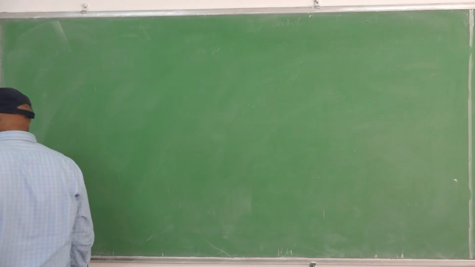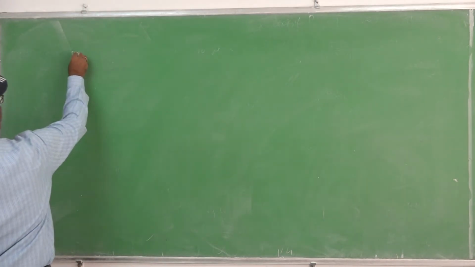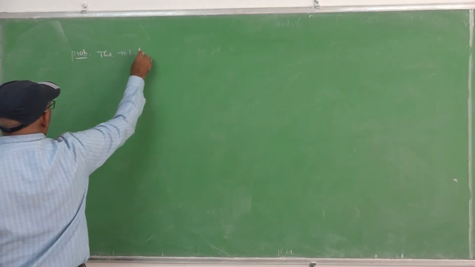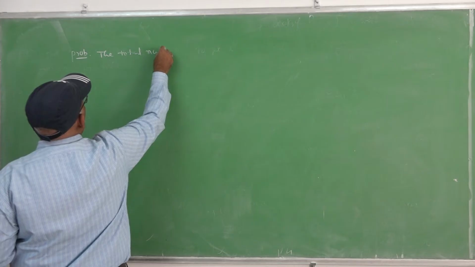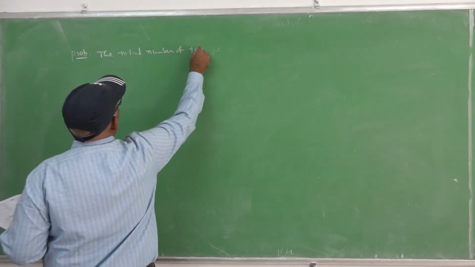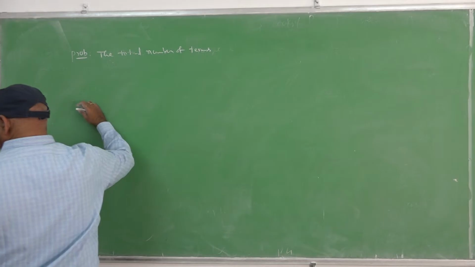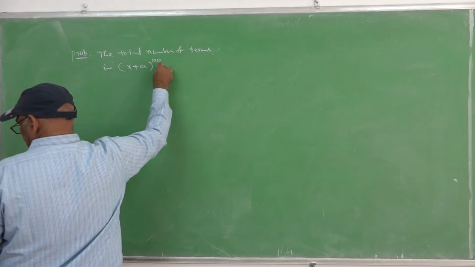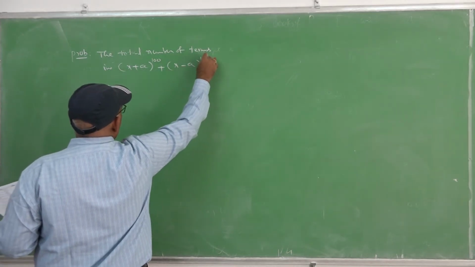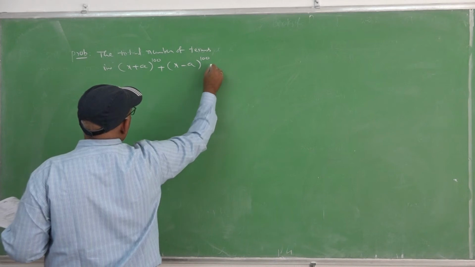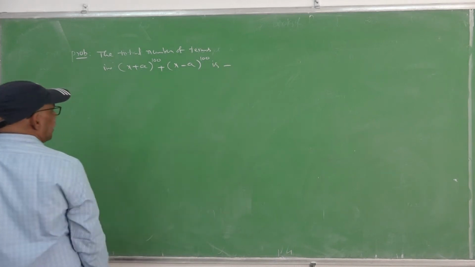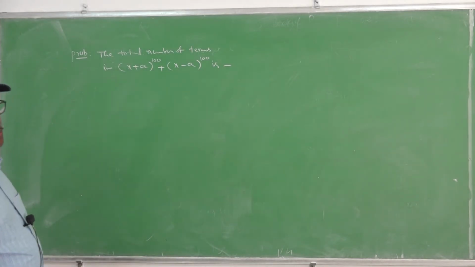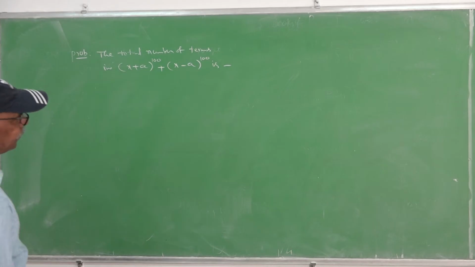Next problem. The total number of terms in the expansion (x + a)^100 + (x - a)^100 after simplification. The total number of terms in (x + a)^100 + (x - a)^100 after simplification is?